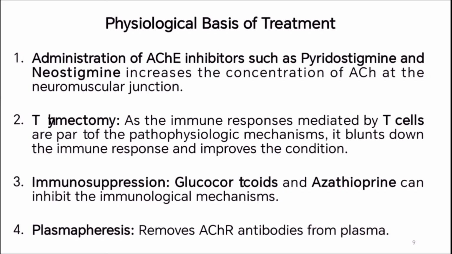Thymectomy is also helpful as the immune responses mediated by T cells are part of the pathophysiological mechanisms. Thymectomy blunts the immune response and improves the condition. Then immunosuppressive drugs, glucocorticoids and azathioprine, can inhibit the immunological mechanisms. There is also plasmapheresis, which removes the acetylcholine receptor antibodies from the plasma. So these are the current modalities available: acetylcholinesterase inhibitors such as pyridostigmine and neostigmine, thymectomy, immunosuppressive drugs such as glucocorticoids and azathioprine, and plasmapheresis.